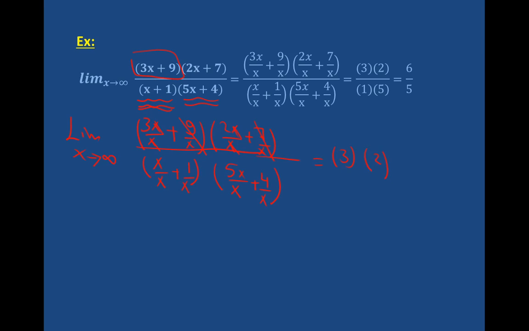7 over x equals 0. Also here, in the denominator, x over x equals 1, and 1 over x equals 0. x will be cancelled with x, and the remainder equals 5, and the 4 over x equals 0. 3 multiplied by 2 equals 6, 1 multiplied by 5 equals 5, and the limit here equals 6 over 5.